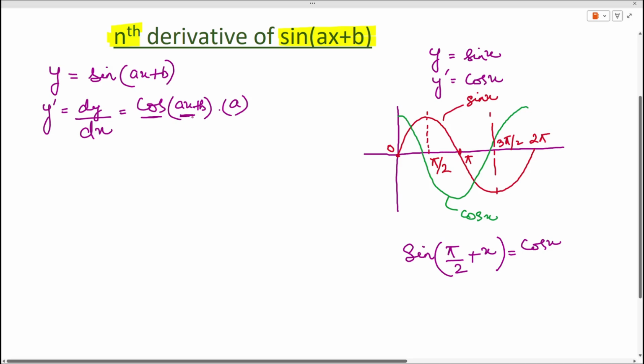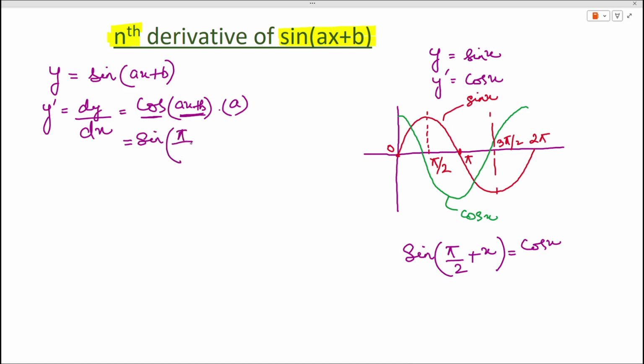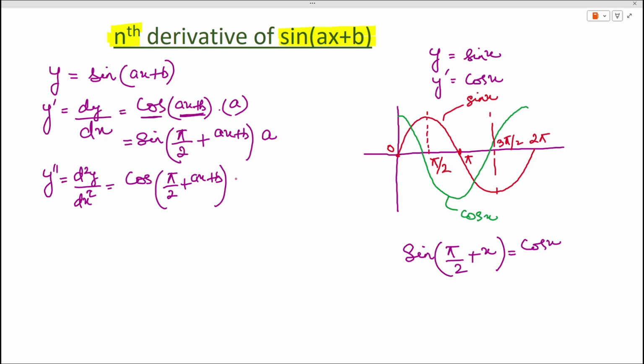So here we have cos x. I should be able to write it as sine of pi over 2 plus x, where x for me is ax plus b, and then this is multiplied by a. Now to do the second derivative, we again have sine of theta, where theta is pi over 2 plus ax plus b. So the derivative is going to be cos of pi over 2 plus ax plus b. But now this is multiplied by the derivative of the angle inside the bracket, which is just going to be a. If I multiply a with the a, I get a square.